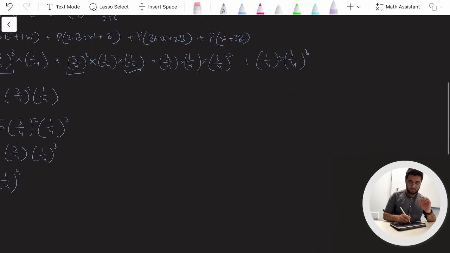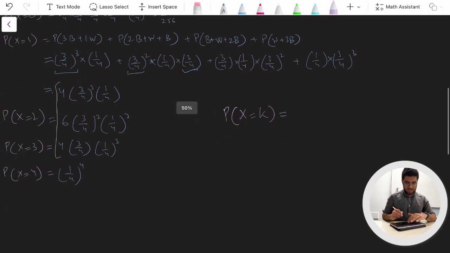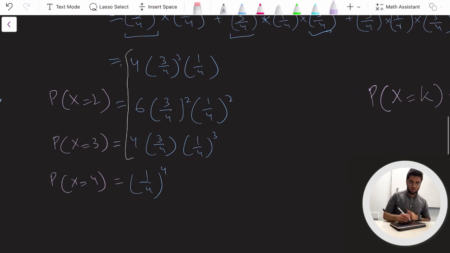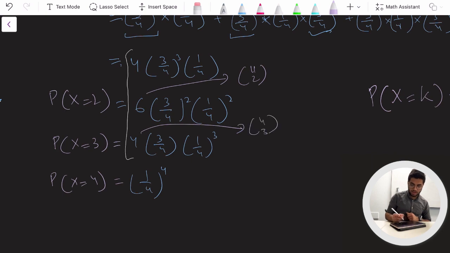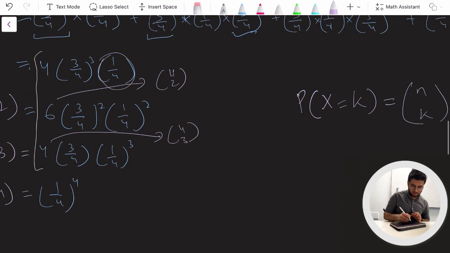It is a matter of fact that the probability that x equals k is the combination of n, or in this case 4, so n being the number of trials, okay? n choose k, which is what we are doing here. This is 4 choose 2. This is 4 choose 3, okay? Similarly, n choose k times the probability of success, so small p to the power of k, which, if you see here, is our probability of success.